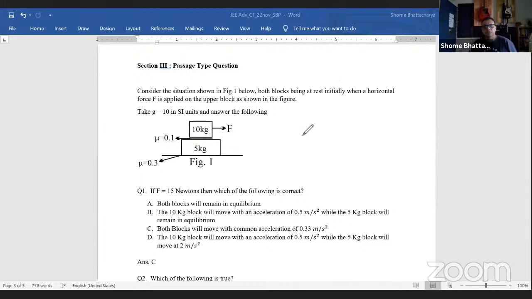Okay, so what's happening here? See, on the 10 kg block, you are applying force F. So immediately some friction has a tendency to slip like this. So this friction's maximum possible value is how much? It is 10 g into 0.1, so it is 10 newtons.